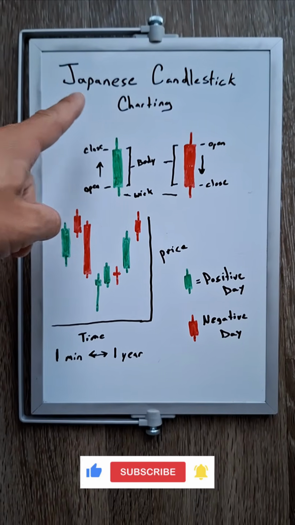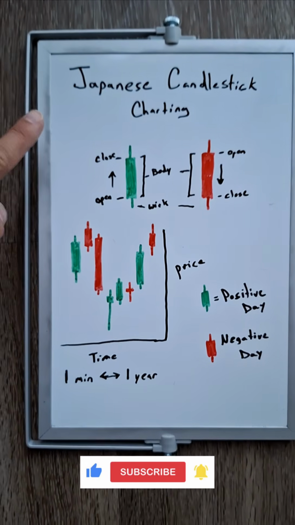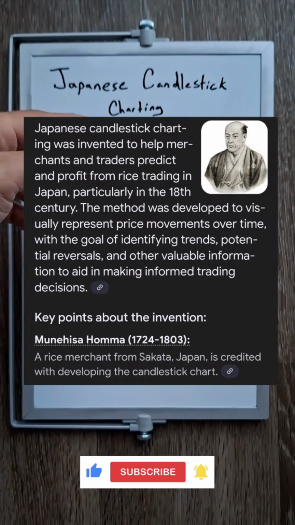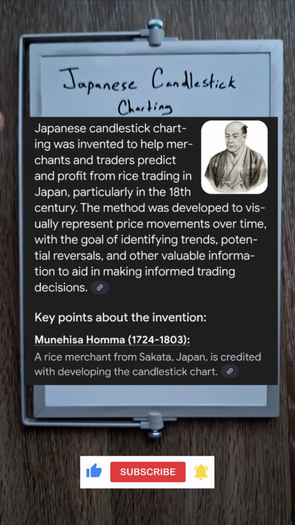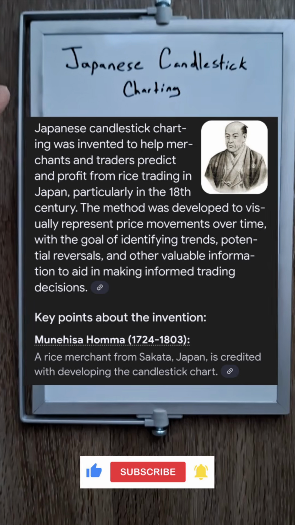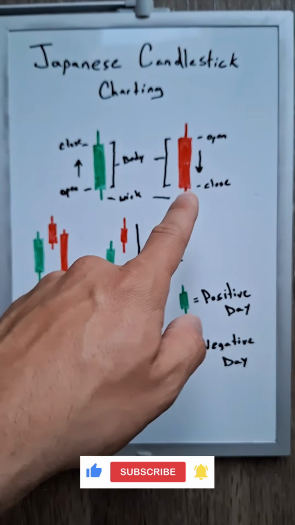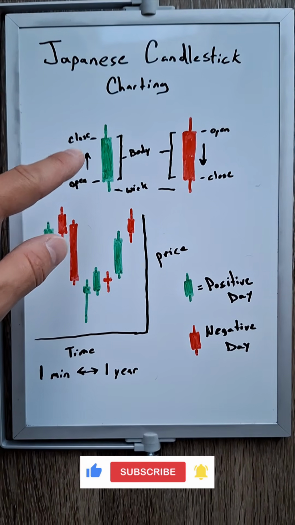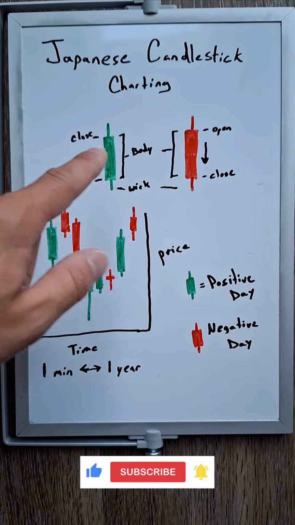Alright, so here's a quick video on Japanese candlestick charting. Japanese candlestick charting was invented in the 18th century, used to analyze the price movements of the rice trade in China. So what you have here is a wick and a candle, is kind of how it's described.